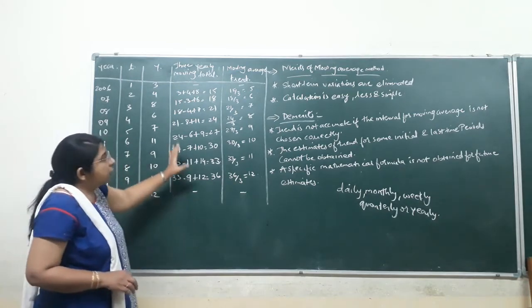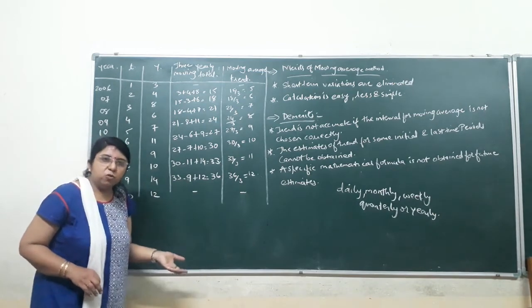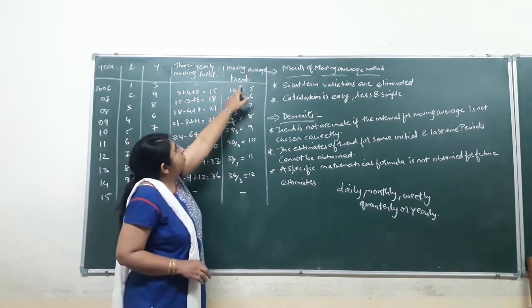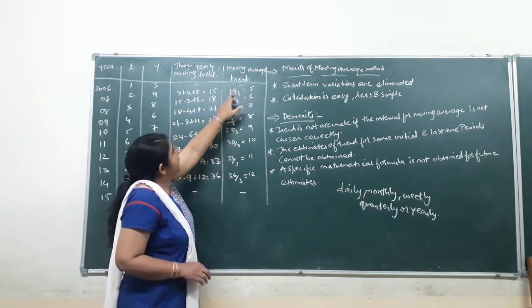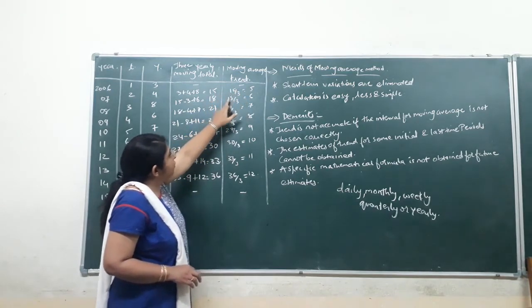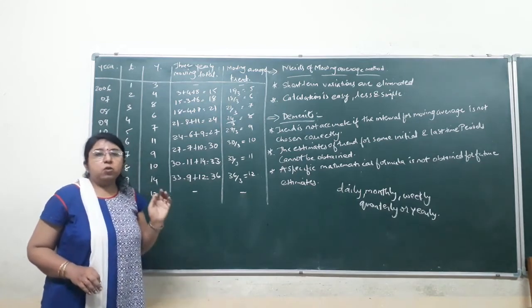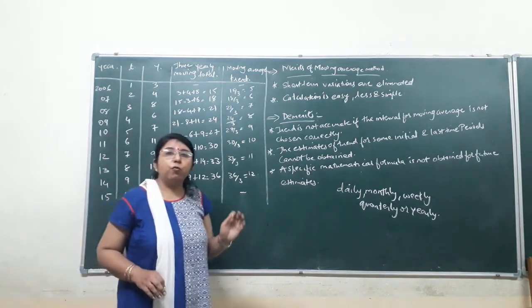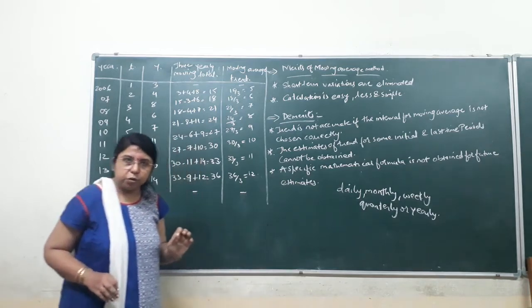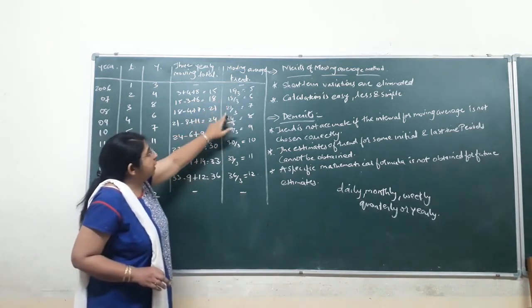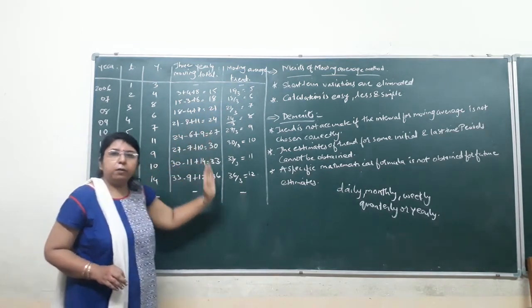Now after doing the total, the average is very easy to find. The first trend value would be a dash. The second trend you will find is 15. All the totals you have got, you have to just divide by 3, because here the question asks you to find the 3 yearly moving average. So each and every total in this column, you will divide by 3.